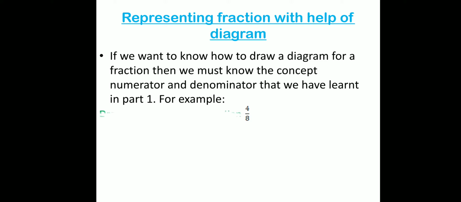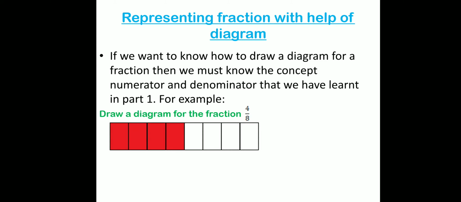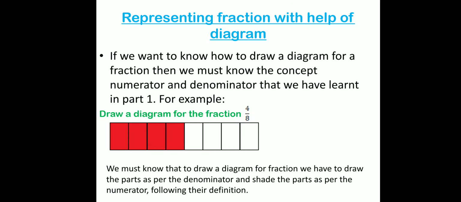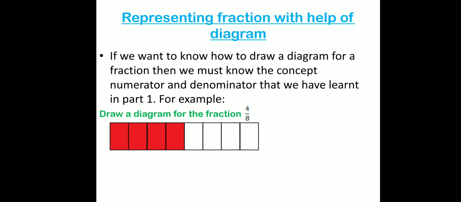For example, draw a diagram for the fraction 4 by 8. Okay, so here they have given you the fraction 4 by 8 and told you to draw a diagram. And they have easily drawn a diagram here. 8 equal parts and 4 shaded. We must know that to draw a diagram for a fraction, we make the equal parts on the basis of the denominator. Okay, the denominator is 8. So we have made 8 equal parts. And the numerator is 4. So we have made 4 shaded parts. Okay.